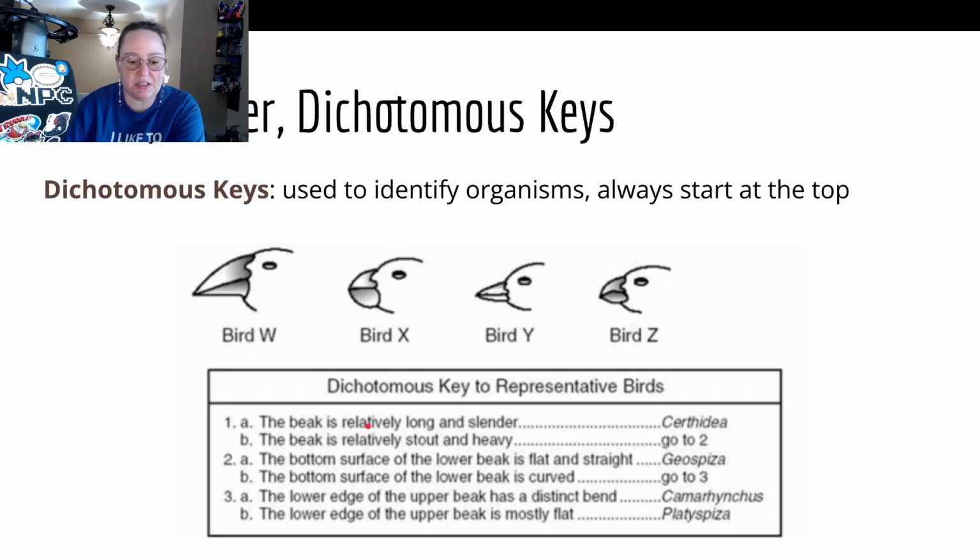The beak is relatively long and slender. If you look at that, that is not a long and slender beak. That's a honking beak. And then, the beak is relatively stout and heavy. So yeah, that's pretty stout, I'd say, and heavy.